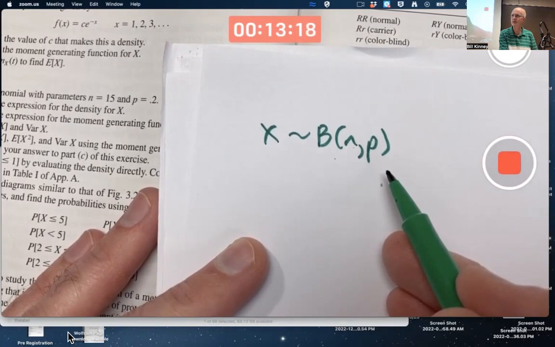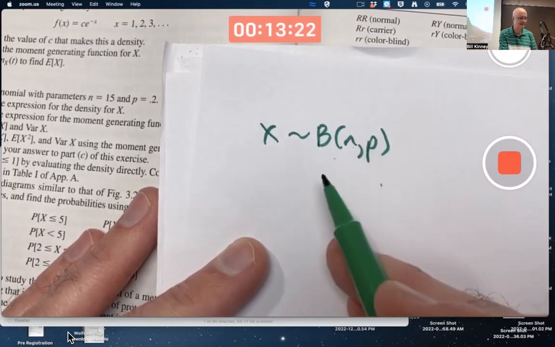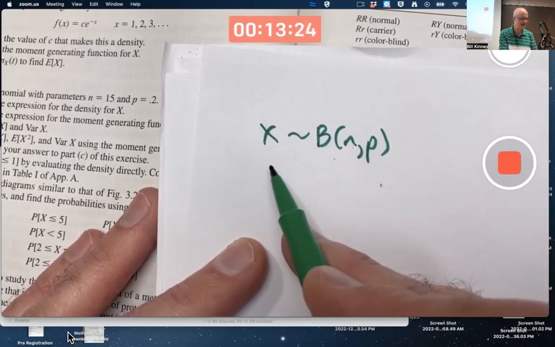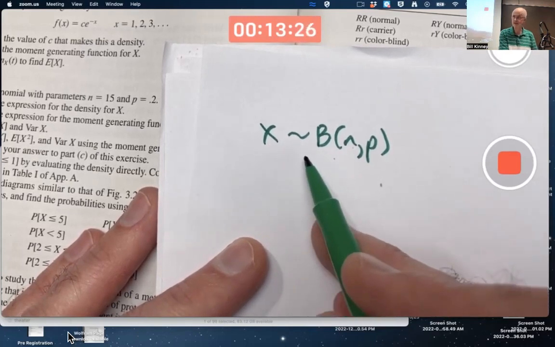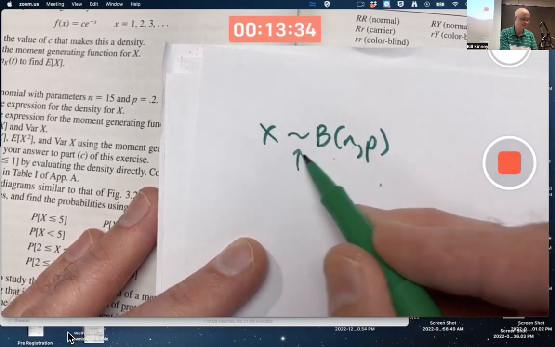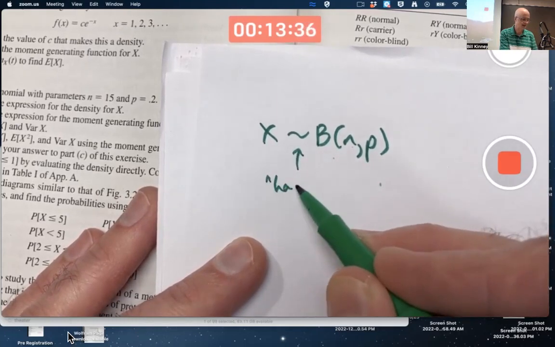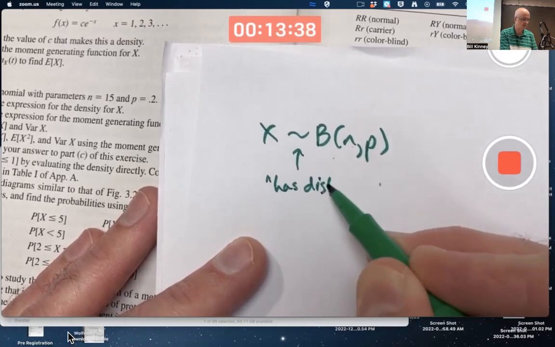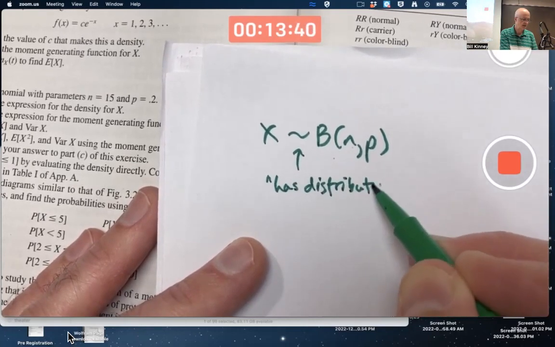I'm writing this down for the very first time. I will write it down in the future. It might be worth you writing down. This is shorthand. X has a distribution is what this little squiggle means. It doesn't mean equal. "Has distribution" might be the best thing to call it.